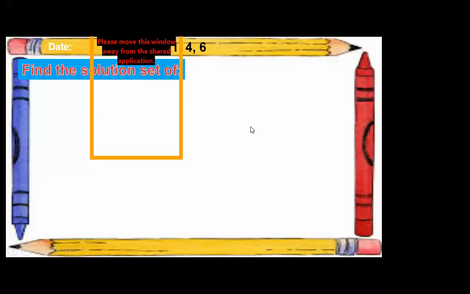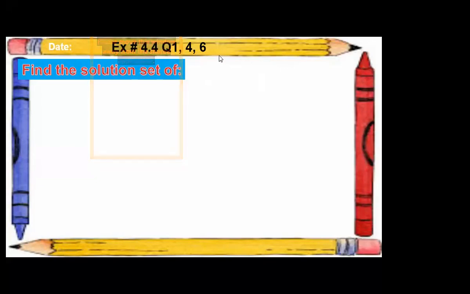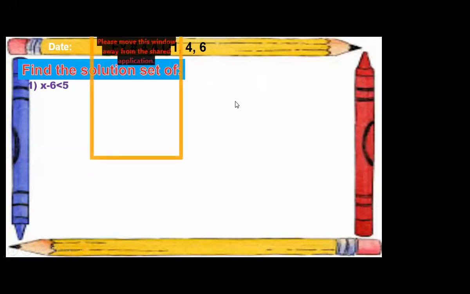So let's start the classwork together, beta. First, we have to mention the date on the left corner. Write down exercise 4.4, questions 1, 4, and 6, and write down the question. Find the solution set of. And here is question number 1 on your screen. The question is x minus 6 is greater than 5.